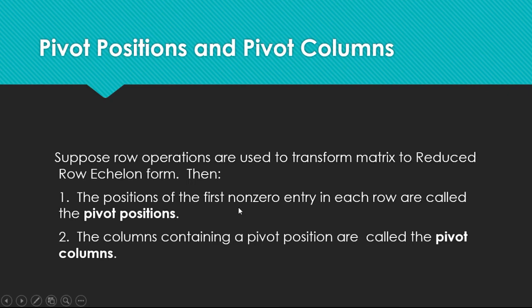So let us define it. Suppose row operations are used to transform the matrix to reduced echelon form. As we have discussed, the first non-zero entry is called the leading entry, but if we convert it to a reduced echelon form, then the first non-zero entry in the row is called the pivot position, and the column containing the pivot position is called the pivot column.